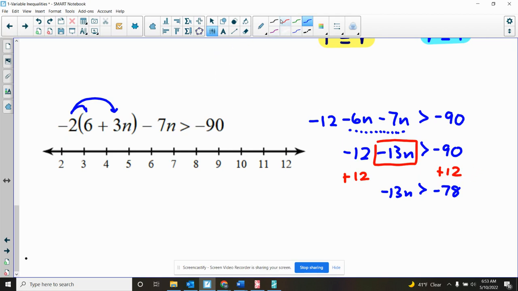All right then. My goal is to get n by itself. We're going to divide by this negative 13. Divide by the negative 13. That leaves us with n. Negative 78 divided by negative 13 is 6. And the number I divided by was negative. Change the direction of that inequality. So my solution is at 6, open circle, because there's no little equal bar. And I want the less thans. Those are going to the left.